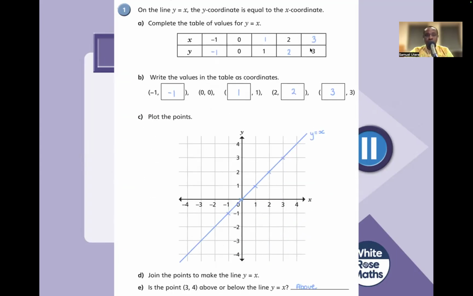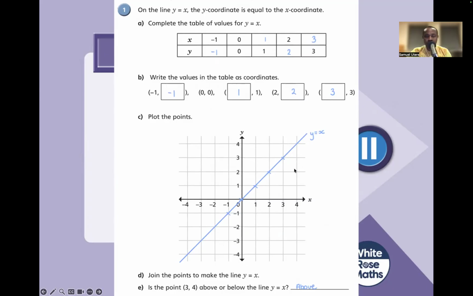Here you were asked to complete the table. For y equals x, it means whatever value of x you have, y should be that number. And whatever value of y you have, x should be that number. And then you were asked to write the values in the table as coordinates. And here they are. Next, you were asked to plot the points. And here it is.